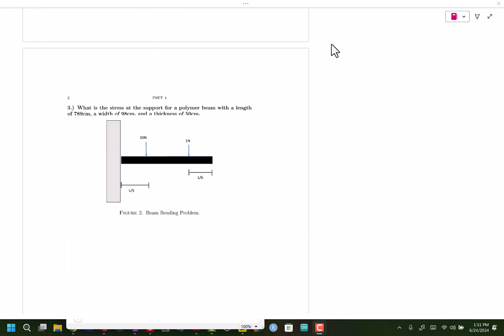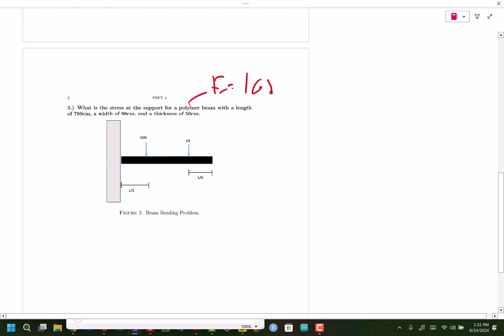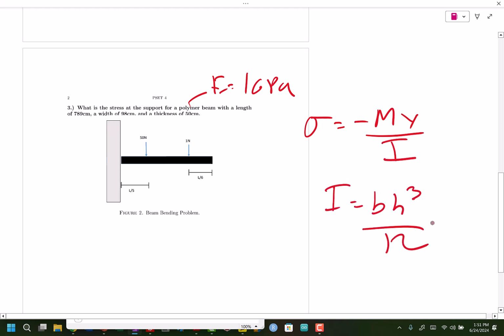Hi everyone, we are back, and so now we're going to get into our last problem, which is a bending problem. So we're dealing with polymer, so Young's modulus is going to be equal to 1 gigapascal. We know our equation for stress in a beam is going to be equal to minus M times y over I, where I is equal to bh cubed over 12 for a rectangular beam.